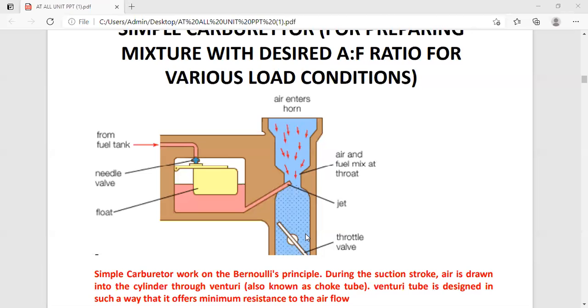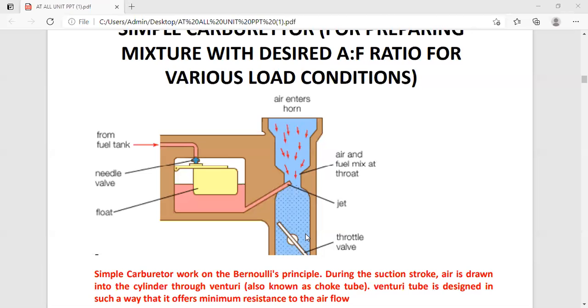Second one, it provides increasing richness of the air fuel mixture as the speed of the engine increases. Due to this reason, the throttle valve opens gradually and the pressure at the venturi throat decreases. So the decrease in the density of air increases the velocity of the air, while the quantity of fuel flow remains constant. So the air fuel ratio decreases with increase in the speed of the engine. This is the second drawback of the simple carburetor.